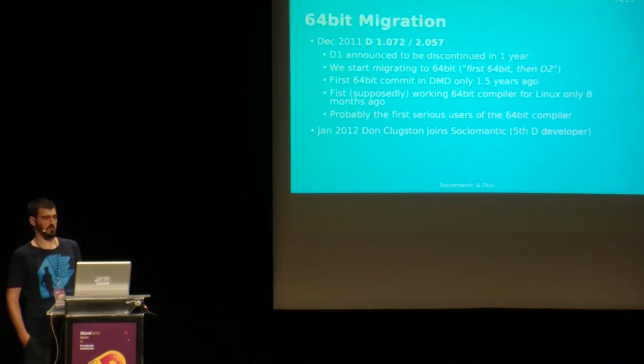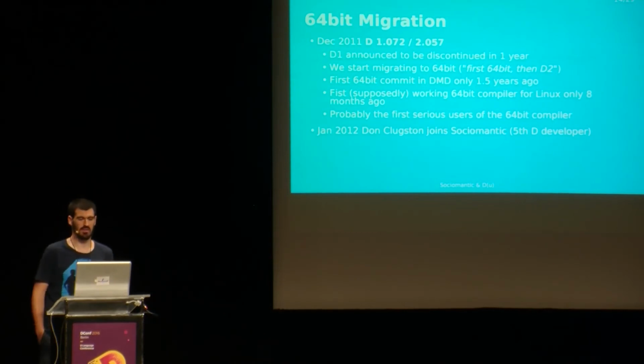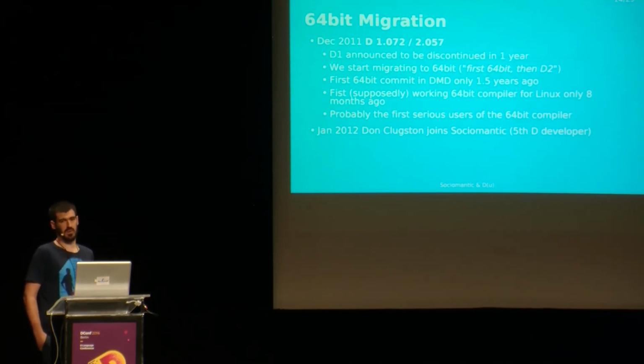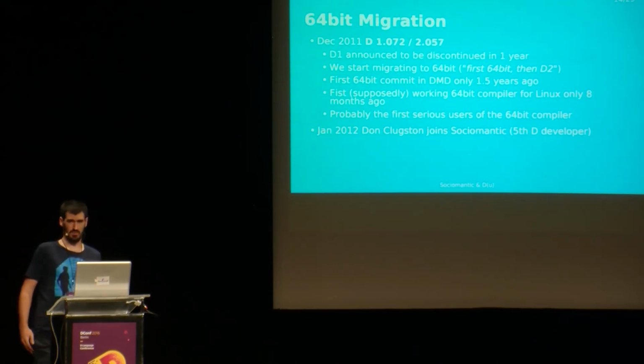And when I came to Sociomantic, I saw this was happening, basically. On December 1st, unrelated thing, D1 is announced to be discontinued in 1 year. But we really need to migrate. We were using the 32-bit compiler. We really need to migrate to 64-bit because we still have a distributed hash table, and our hashes were 32 bits. And we needed more than that because we had more data than that, so we need to move to 64 bits.